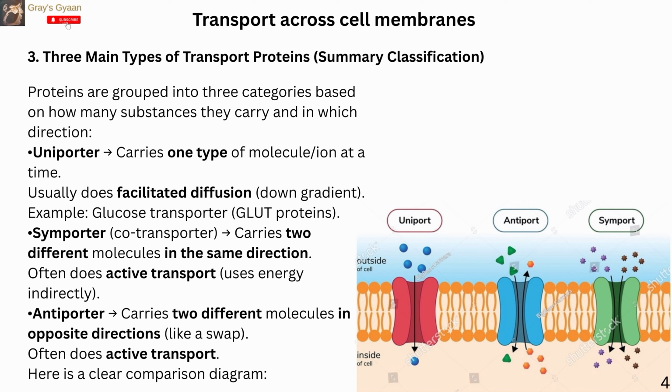Symporter, cotransporter, carries 2 different molecules in the same direction. Often does active transport, uses energy indirectly. Antiporter carries 2 different molecules in opposite directions, like a swap. Often does active transport. Here is a clear comparison diagram.